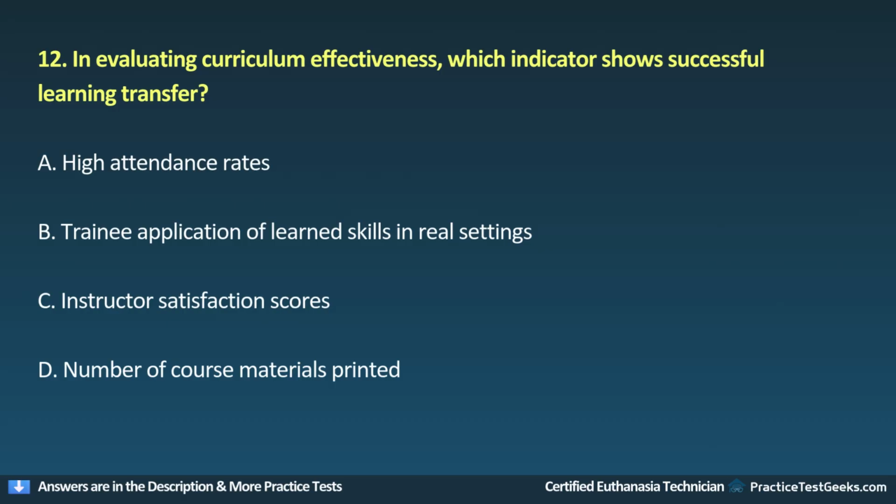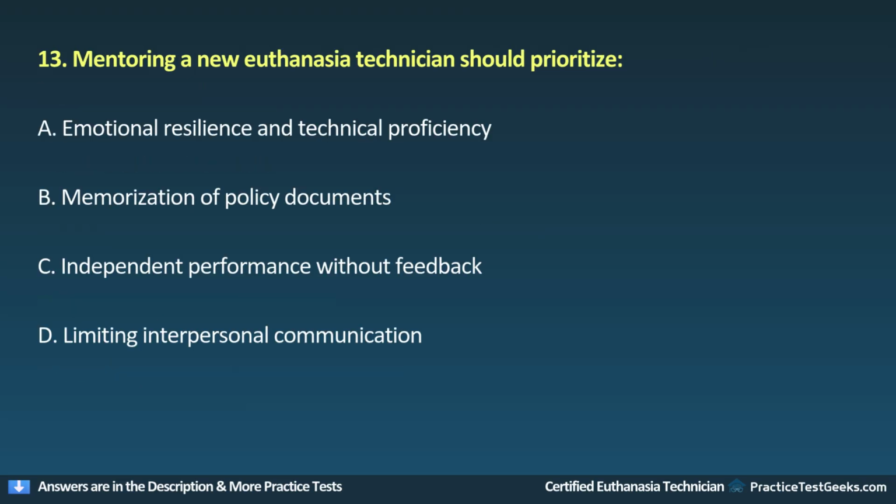12. In evaluating curriculum effectiveness, which indicator shows successful learning transfer? A. High attendance rates. B. Trainee application of learned skills in real settings. C. Instructor satisfaction scores. D. Number of course materials printed.